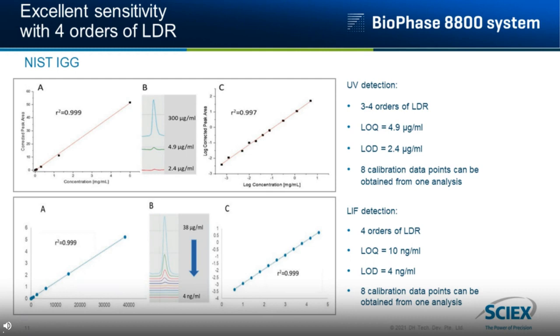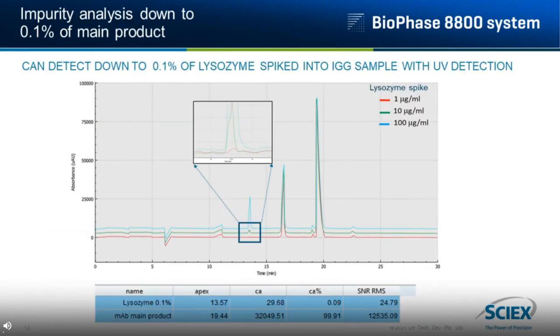Another important application of the CSDS is to analyze and quantify impurities in the sample. We demonstrated that capability using a spiking assay. In this particular setup, we spiked in 1, 10, and 100 microgram per ml of lysozyme into a 1,000 microgram per ml IgG control standard. And after the reduction in sample prep, we were able to detect as low as 0.1% lysozyme spiked in with about 90% accuracy and recovery.